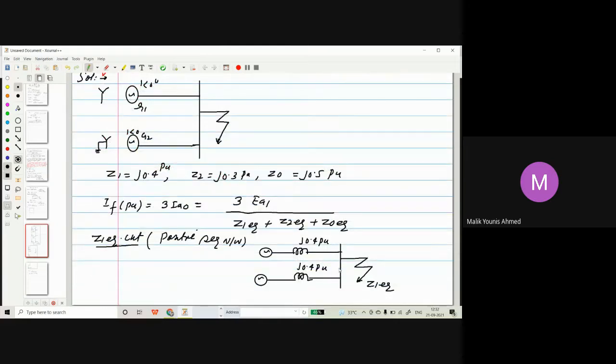I think we have some more problems regarding GATE numericals. We have them for zero sequence and negative sequence. Sometimes the values of the zero sequence will be given, and then you have to see what type of connections will be there. So we'll continue in the next class. Let's stop this.